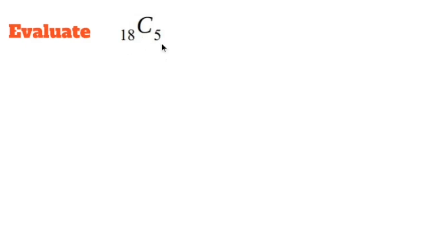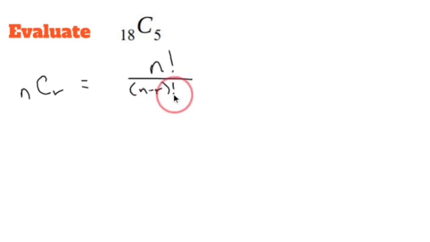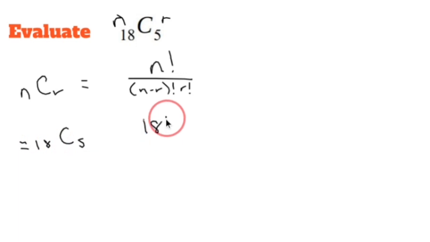Evaluate 18 total, but only taking 5 at a time. I have nCr, and the formula for nCr is n factorial over n minus r factorial. And before you yell at me and say this is the same as permutations, no, it's not, because this one adds an r factorial also on the bottom. So what I have here is, this is my n, this is my r. I have 18C5, which is 18 factorial over n minus r factorial. So 18 minus 5 is 13 factorial, times r factorial, which is 5 factorial.